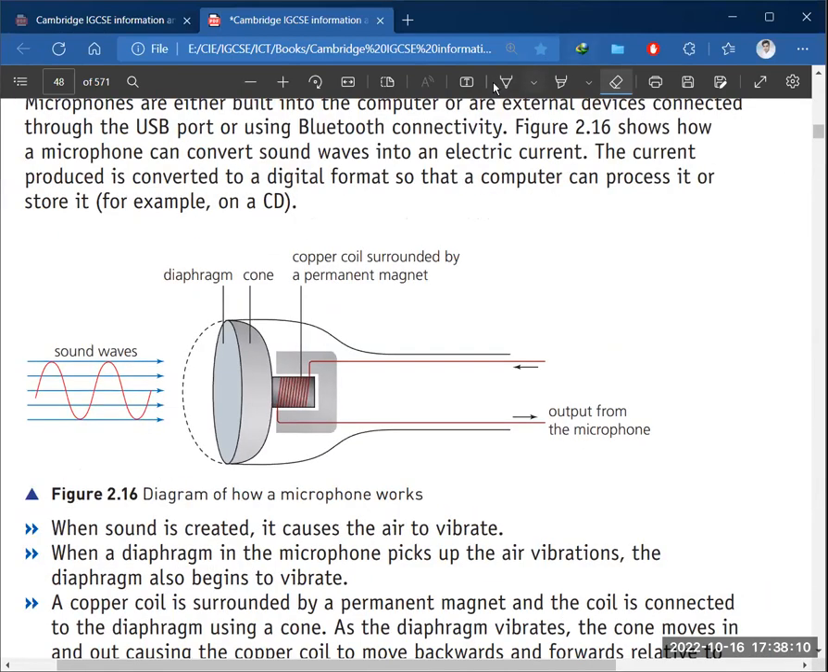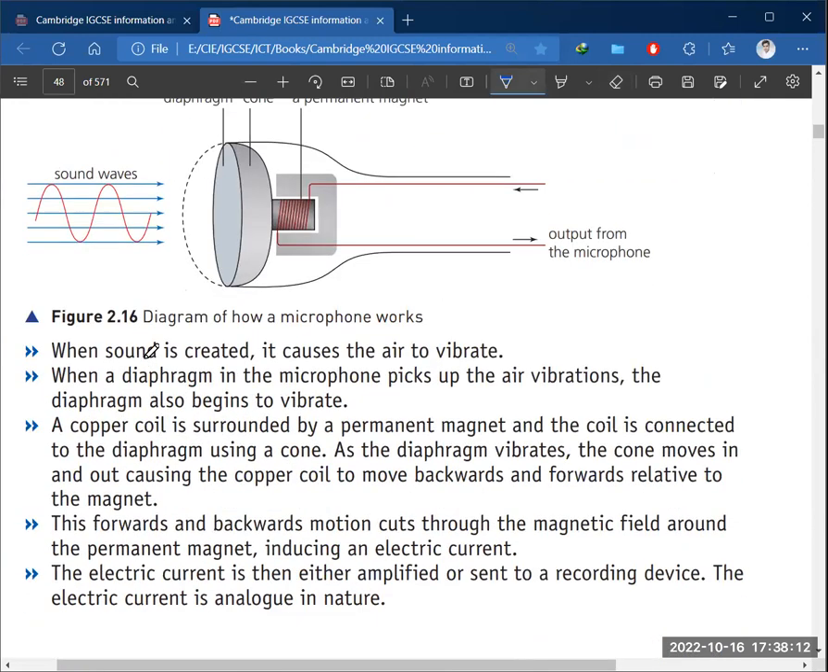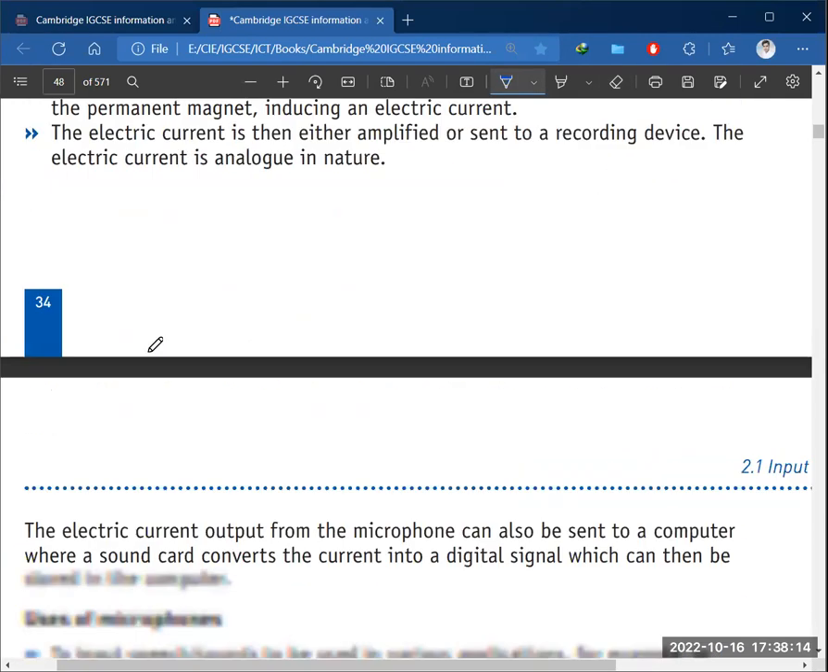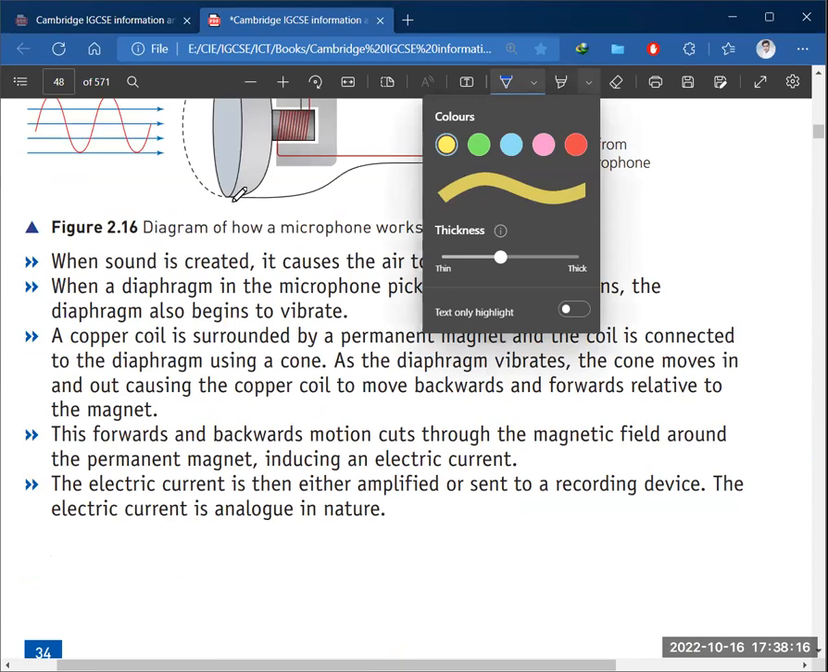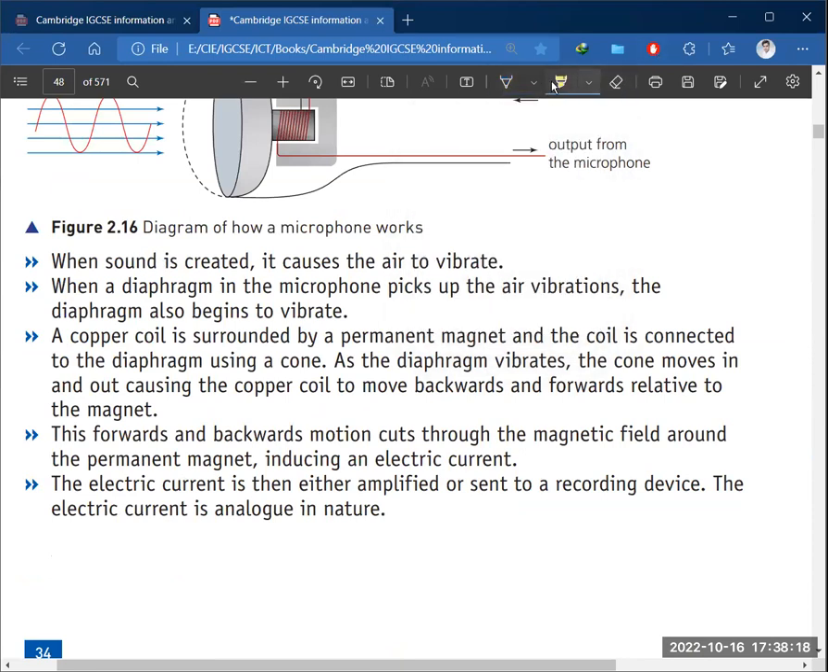Is that clear? Look, what happens here is, I want you to start reading from here. Read the highlighted part. Sound causes the air to vibrate. A diaphragm in the microphone picks up the air vibrations. The diaphragm also begins to vibrate. Just a second. Stop from here.